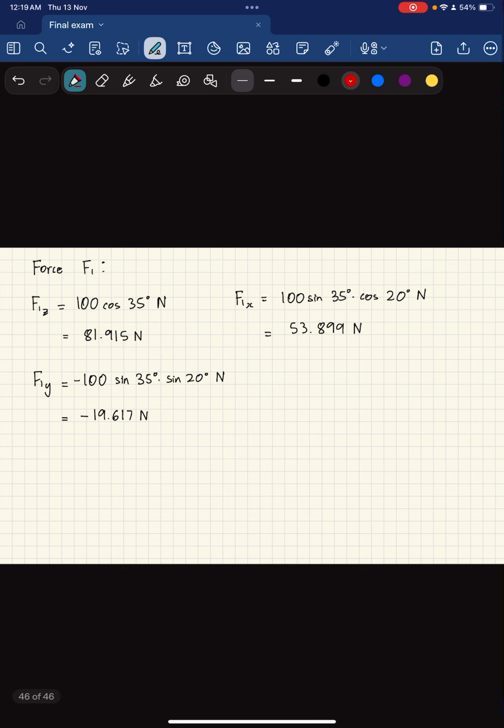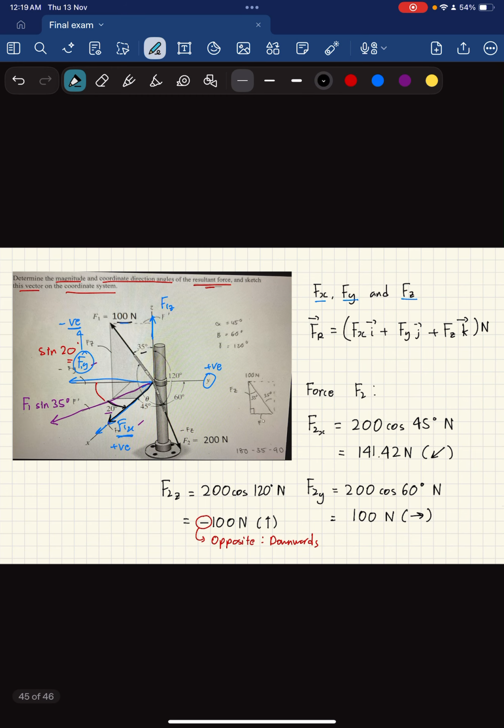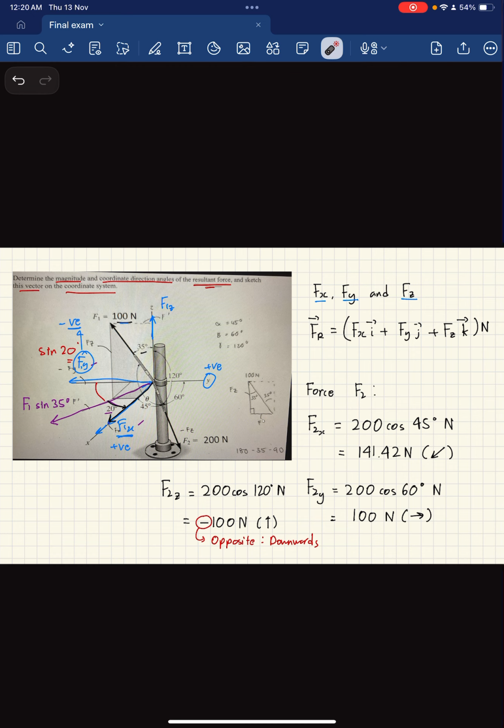The most important thing in this kind of problem is your sign convention. This one is going upwards, so it's positive. Here is positive, and here, as you can clearly see, is negative. Again, that means it's opposite. It's going left, so it's definitely going to the left, which is negative y.